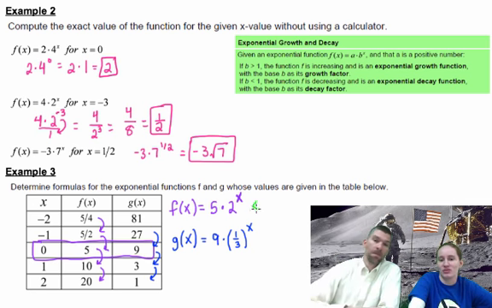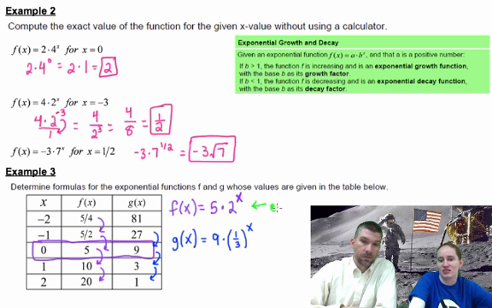So if we wanted to, we could say, hey, this one is exhibiting growth because the b is greater than 1. B right here is greater than 1. Here, b is less than 1. Decay. So that would be decay. Yep.